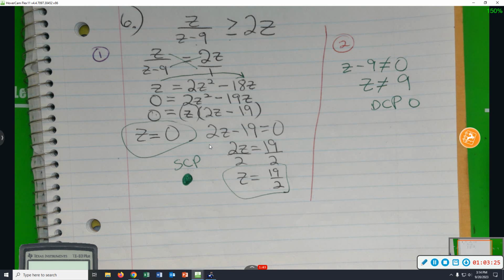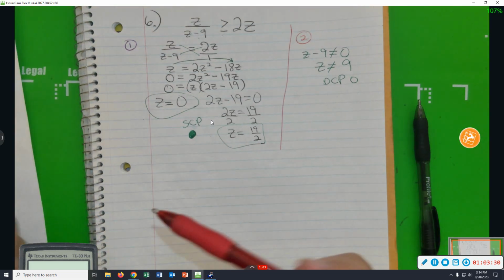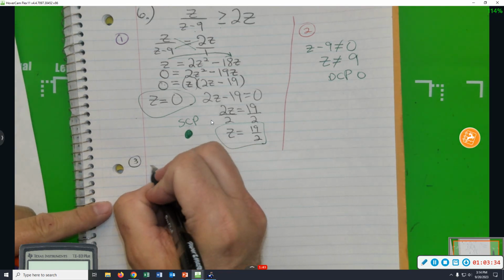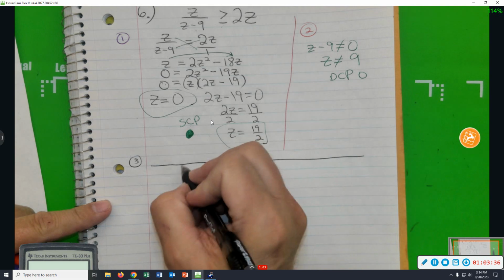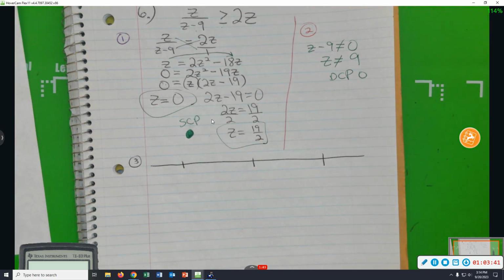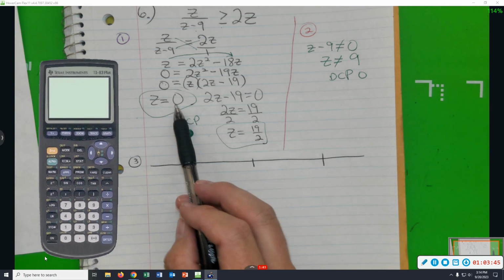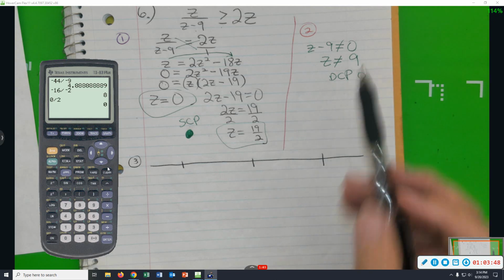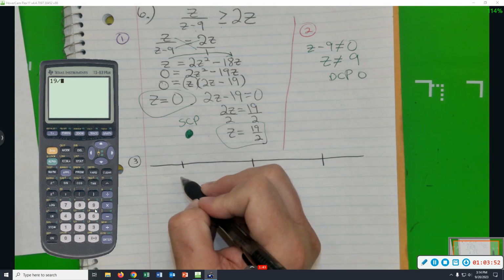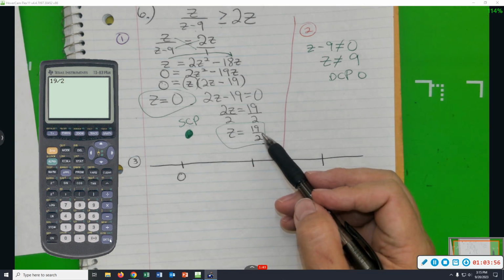What are we going to do now? Draw my number line. So here's step 3. I'm going to draw my number line. And there are 3 cut points. So be careful. They have to go small to big. We have 0, we have 19 halves, and we have 9. Which one goes first? Which one's the smallest cut point? 0.